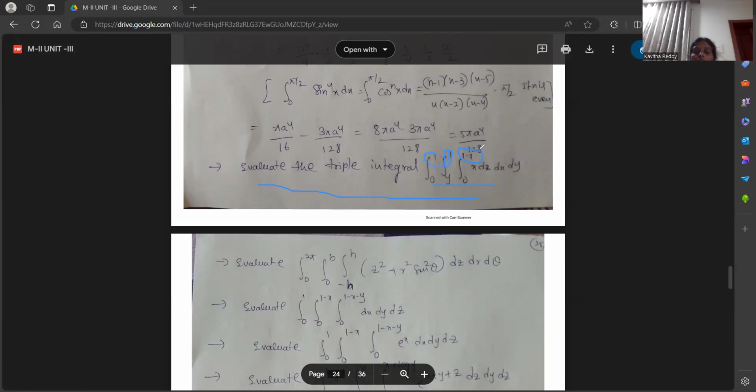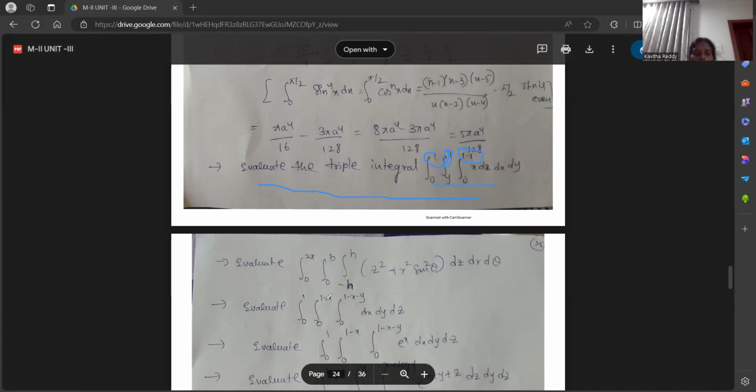Observe here, what are the limits? 1 minus x is there, so integrate with respect to z, then x, then at last y. What are the limits? The integral from 0 to 1 minus x, the integral from y to 1, and 0 to 1.